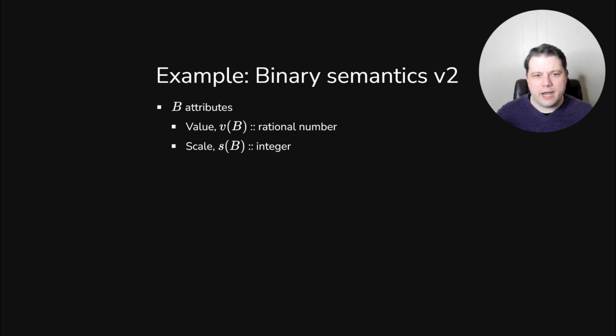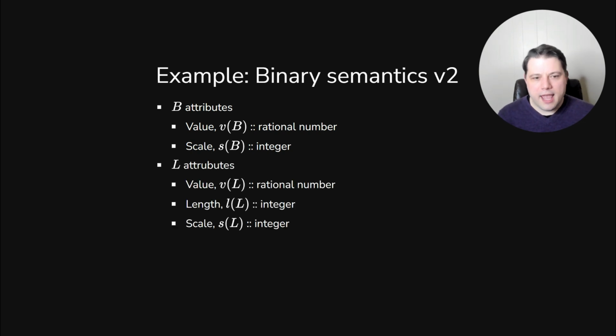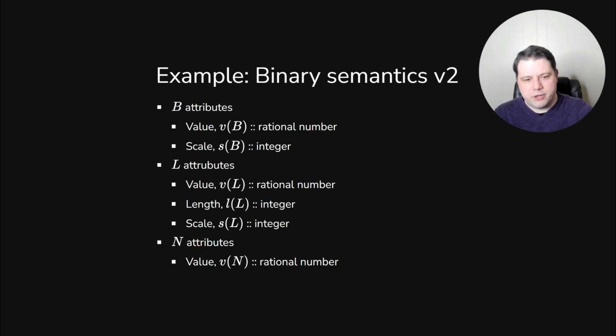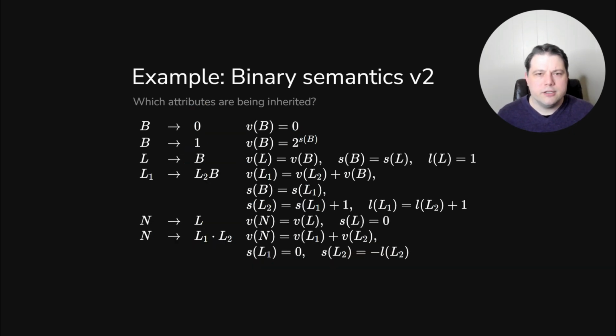So we're going to add some components. Let me just define what all the attributes that are going to be at play are. In B, we'll have a value, which is a rational number, and a scale, which is an integer. L will have a value, which is a rational number again, a length, which is an integer, and a scale, again an integer. And the final number at the top just has that value, which is a rational number that we're computing.